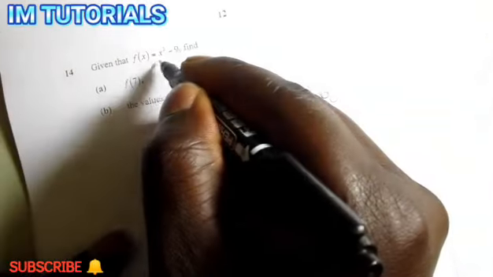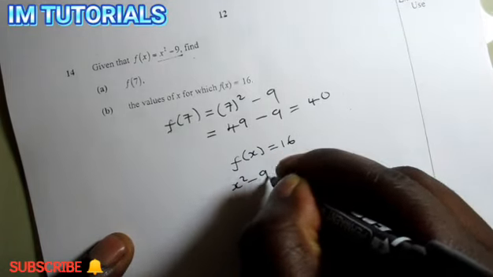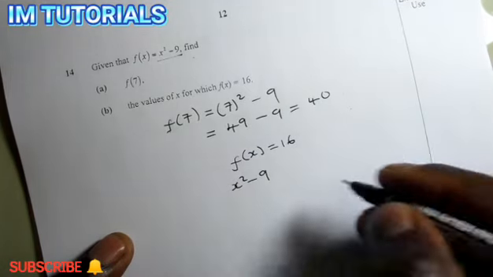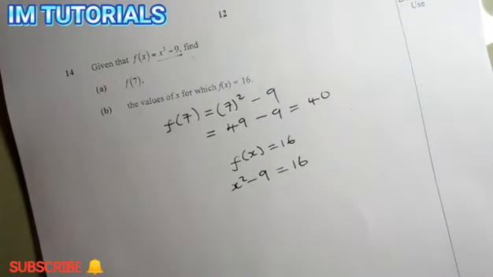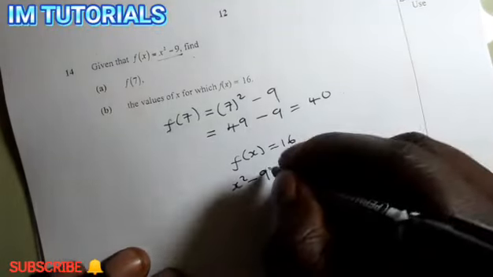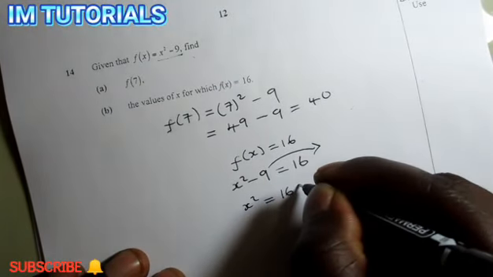Since f of x is the same as x squared minus 9, I'm going to put x squared minus 9 on the left side to represent f of x, then equate everything to 16. Right. So how do you solve this equation? We need to make x the subject of the formula by crossing minus 9 to the right side. So you get x squared is equal to 16 plus 9.